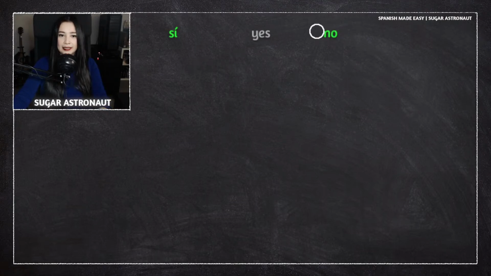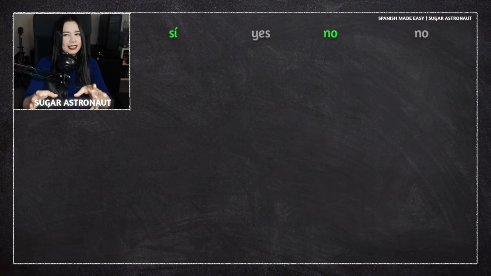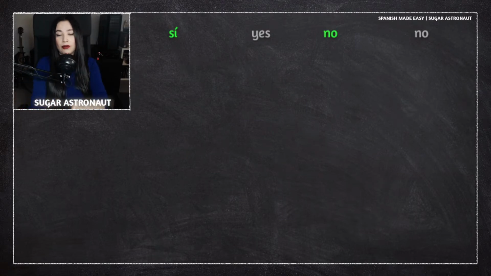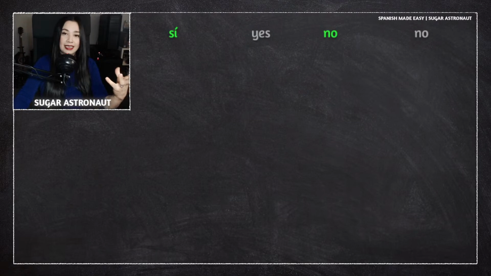Sí means yes. No is the opposite, and that means no. The pronunciation is pretty much the same in English and in Spanish. I think in English you say it more like no. In Spanish it's no, so it's a bit shorter. Just remember that. Sí, yes, no, no. Very easy. That's the first 2 words.